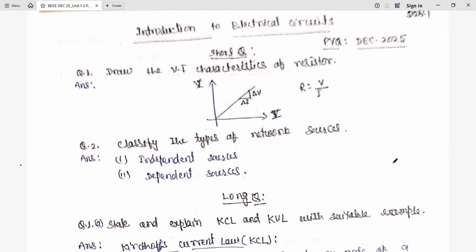Here we'll have a discussion about Unit 1 of the BEEE, that is Introduction to Electrical Circuits. And here we are going to discuss the previous year question paper, what they have asked in December 2025.